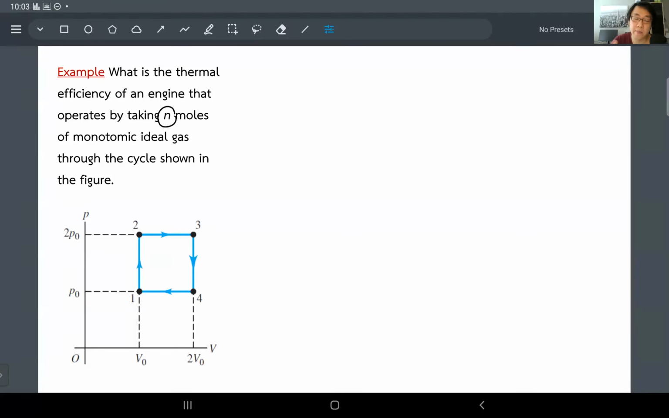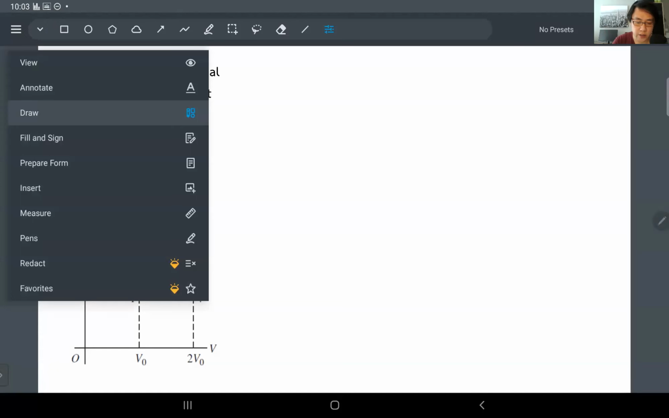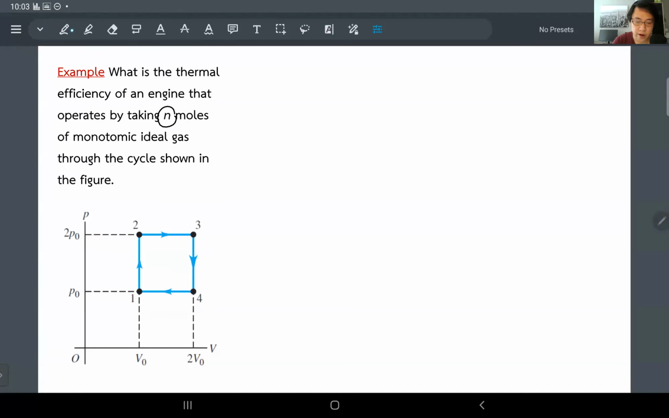I'm going to talk about everything that we have been doing. Of course, calculating the efficiency will be one of them, but we're going to do everything that we have done in the past. Let's get things started here. First, start from 1 to 2. So let's do a detailed calculation here one more time, shall we?